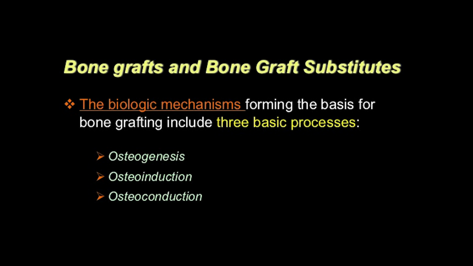Okay, bone graft and bone graft substitutes. The biological mechanism forming the basis for bone grafting includes three basic processes. When we graft the site, we are looking for healing by osteogenesis, osteoinduction, or osteoconduction. The bone grafting materials you are using will follow one of the three biological mechanisms for augmentation.